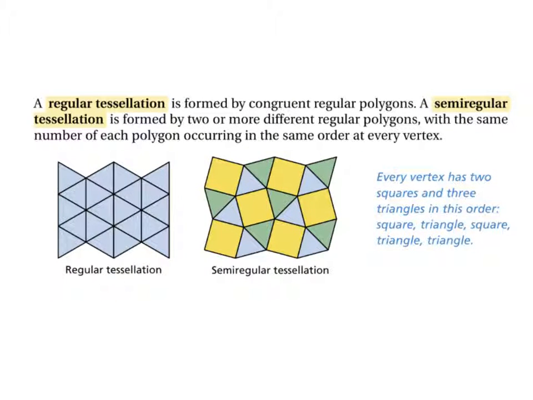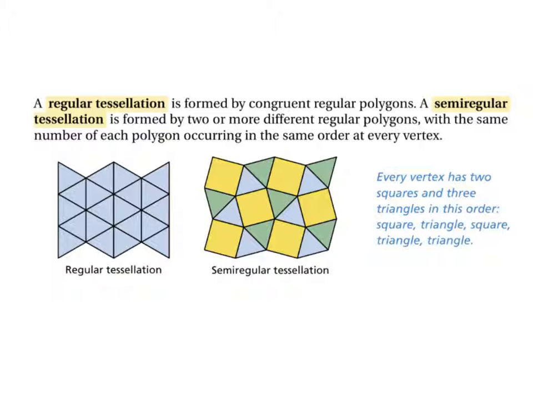Now, in the next set of vocab words, we have a regular tessellation. Just like a regular polygon has all congruent sides, a regular tessellation is formed by congruent regular polygons. A semi-regular tessellation is formed by two or more different regular polygons, with the same number of each polygon occurring in the same order. So, a regular tessellation uses the same shape, and it's regular, so all sides would be equal. In the semi-regular shape, you can take multiple regular polygons.